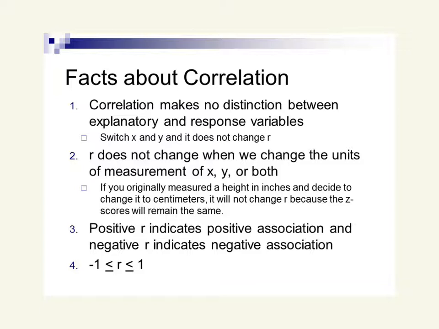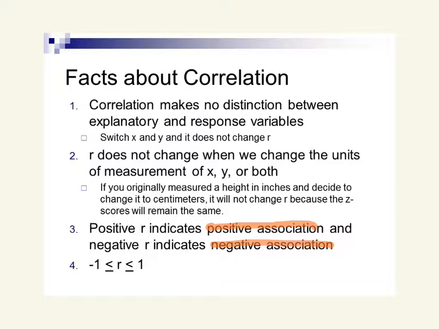Fact number 3 deals with the direction of correlation. A positive r value indicates a positive association, and a negative r value indicates a negative association. So it is okay to come up with a negative number here, just like with z-scores. It doesn't matter one bit. The only difference is whether that data is positively or negatively associated.